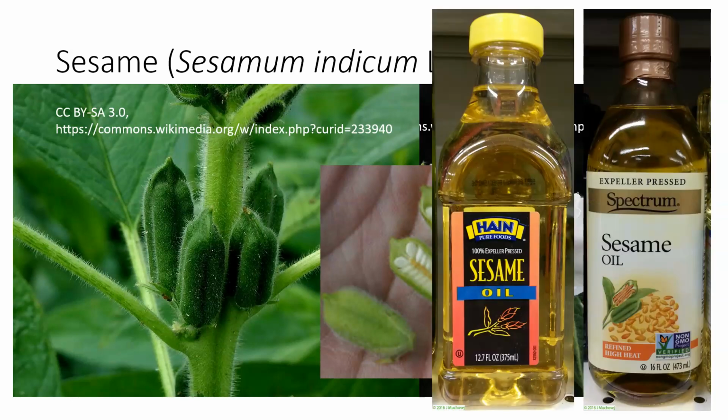When you look at the oil, it's often called toasted sesame seed oil. They've got to heat it up to get the oil out. In this particular case, it says it's expeller pressed. Sesame seed is not very high in oil. It is quite possible to make a lot of it.